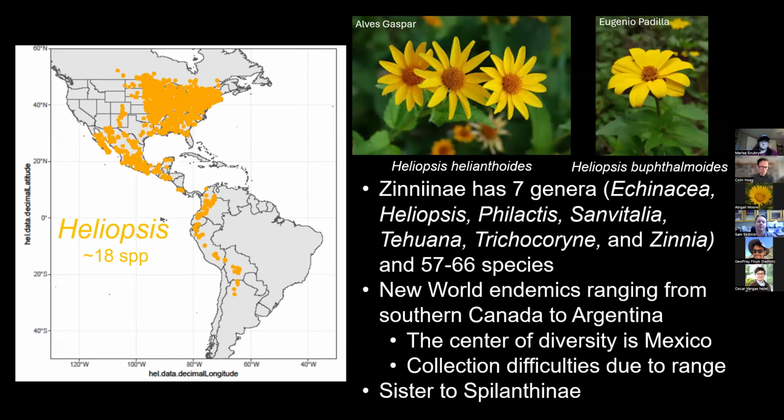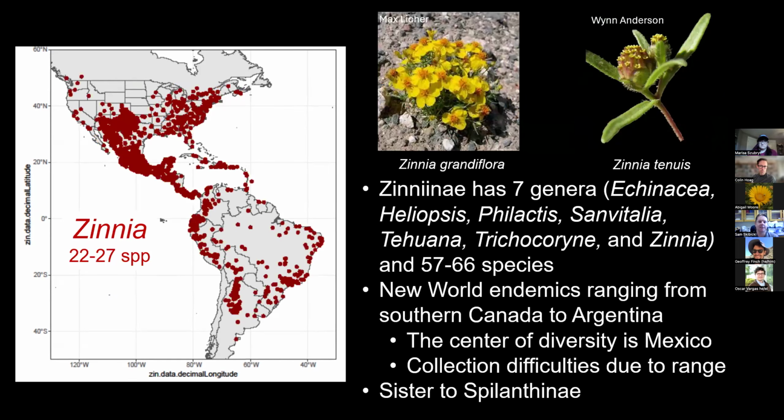Same thing for Heliopsis, where this does get into cultivation, but it is also found in North and South America, like we saw in San Vitalia. And then the big one, as you can see, there's the least amount of work that's been done on Zinnia because there's anywhere between 22 and 27 species, depending on who you ask, all across North and South America. But again, this does get into cultivation. So we even see people planting Zinnia in Hawaii and in Europe and all over the world just because it's such a pretty one that's gotten into cultivation.